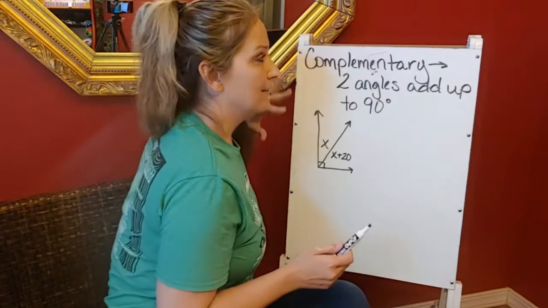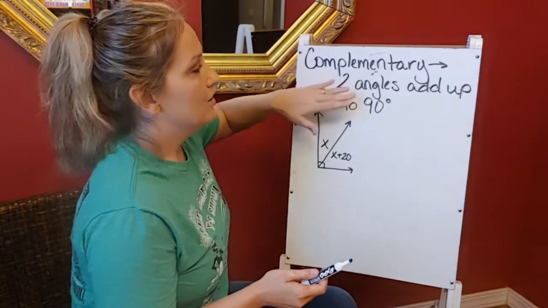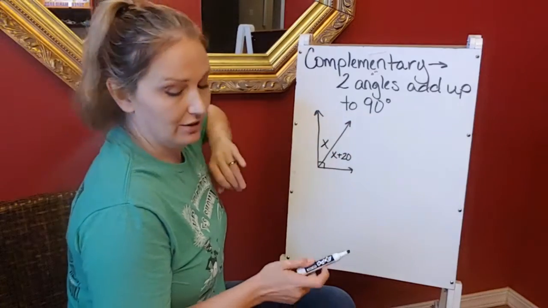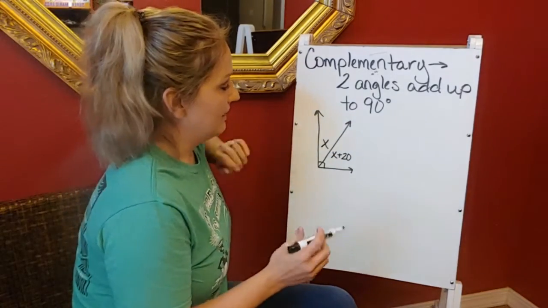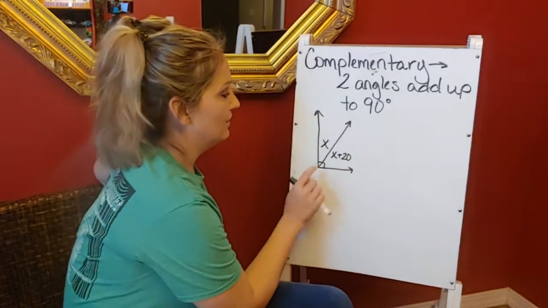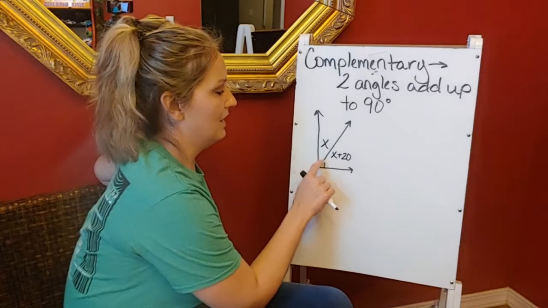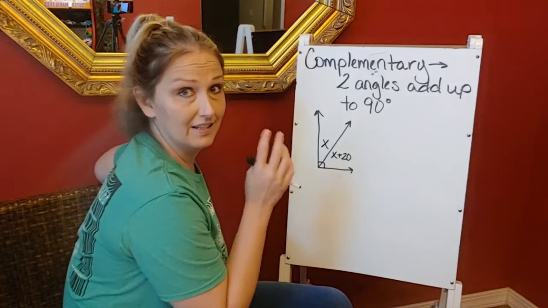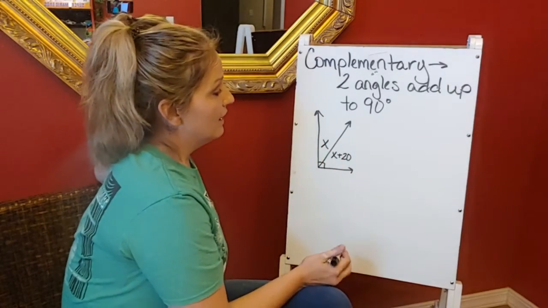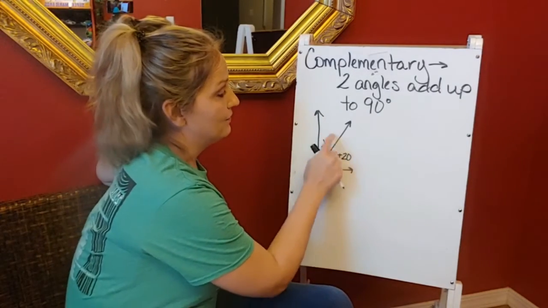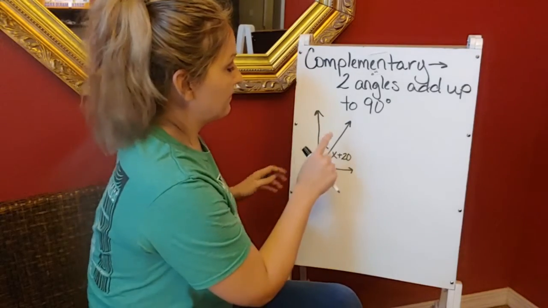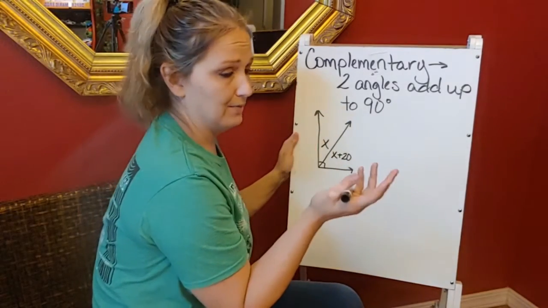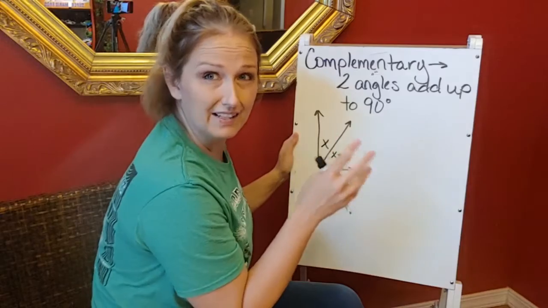So I've already written down here that complementary means that two angles add up to 90 degrees. And we have an example of that right here. So this is a 90-degree angle. We can tell because it has that little box right there. That little box means that this is a 90-degree angle. So it's made up of two different angles. These angles, when you add them together, equal 90 degrees.